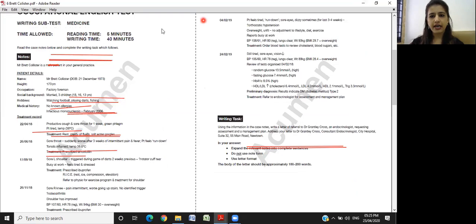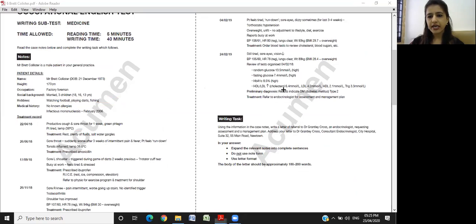So now in this task, it says very clearly here that your preliminary diagnosis is diabetes type 2, and therefore you are referring them to an endocrinologist. So if you have to show this story to the endocrinologist, you would have to think, if I consider this as diabetes, what all things would the endocrinologist need to know?